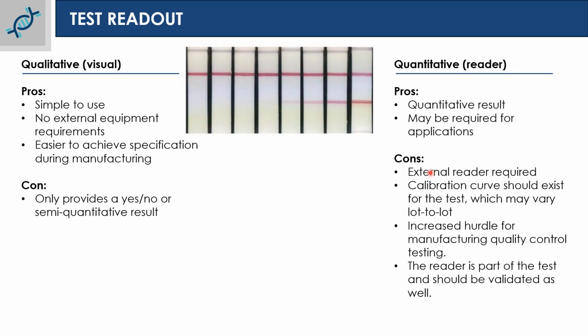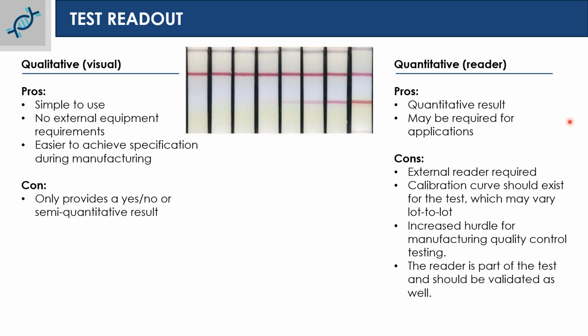The other aspect of a test format that should be considered early on is the readout. In other words, is your test going to be qualitative, that is a visual test, or a quantitative test using a reader? Now, this decision may not really be up to you. You may require a quantitative readout. In other words, you may be required to estimate the concentration of your analyte in the sample.